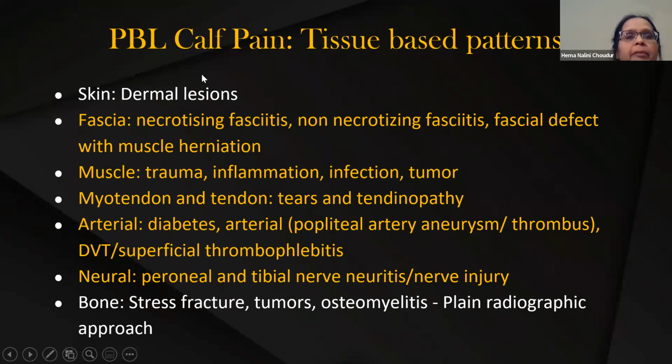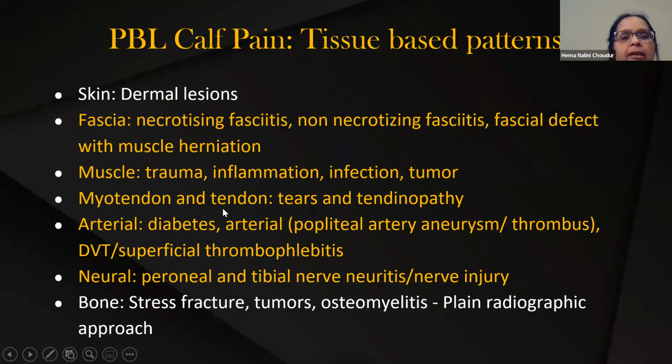So again, coming to calf pain, in conclusion, let's look at tissue-based patterns that we have learned. I said we look at skin dermal lesions. You can do that with ultrasound. With bones, you can look at X-rays, but in between, we fill the tissues up. Deep fascia: necrotizing fasciitis, non-necrotizing fasciitis, fascial defect with muscle herniation. We've looked at muscle involvement in trauma. We've looked at muscles being inflamed, infected, and tumors. I haven't covered sarcomas here.